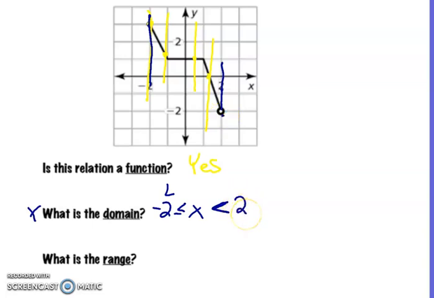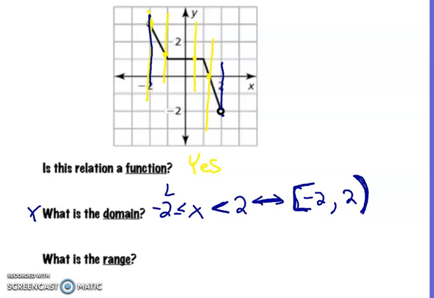And that's +2. So the other way to do this is -2 with a bracket, and then +2 with a parenthesis. Remember, parenthesis is the same thing as an open circle. Brackets are the same thing as a closed circle. So again, either one of these notations is fine.